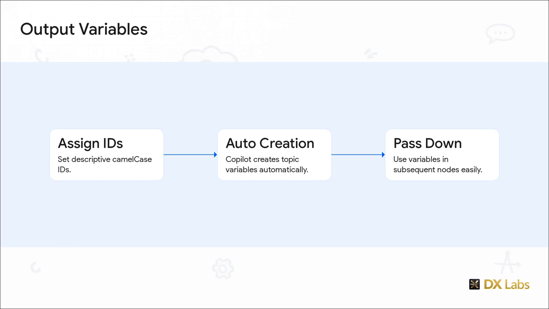These are technically valid, sure, but they are incredibly hard to work with in the next steps of your bot's logic, which we call downstream nodes. Instead, you must assign highly descriptive camel case IDs, like leave type and start date. This way, you end up with clear variables like topic.leaveType that you can confidently pass to a send a message node or a backend HR system.